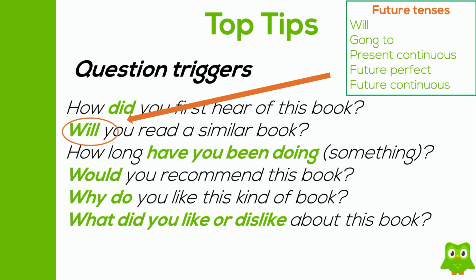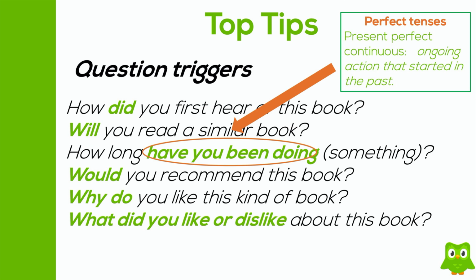The next question, will you read a similar book? This one refers to the future. So again, you have to respond using one of the correct future tenses. Will, going to, the present continuous, the future perfect, or the future continuous. Be sure to use the correct tense for the idea that you are talking about.